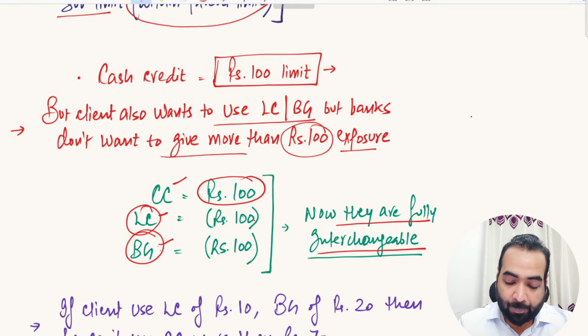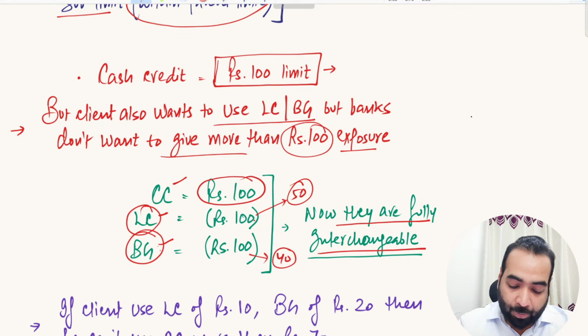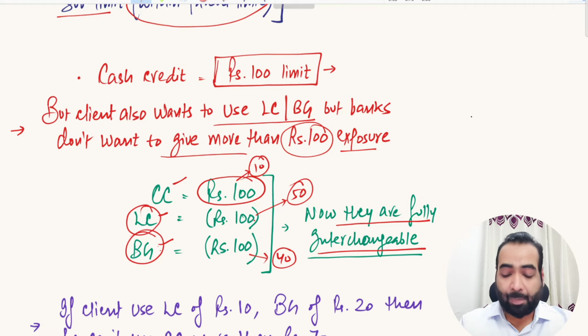Suppose you want to use 50 rupees in LC and 40 rupees in bank guarantee, right? Then you can use a maximum of 10 rupees in the CC limit, because the bank's system cannot allow you to use beyond 100 rupees total exposure: 50 plus 40 plus 10. So you can make any type of permutation and combination within this. You can use LC 0, you can use BG as 20 rupees. Then you can be allowed to use CC up to 80 rupees, right? So remaining within that 100 rupees exposure, you will be allowed to avail multiple types of facilities, right?